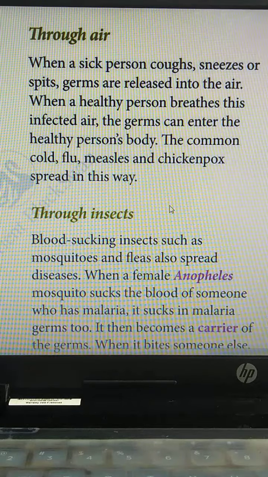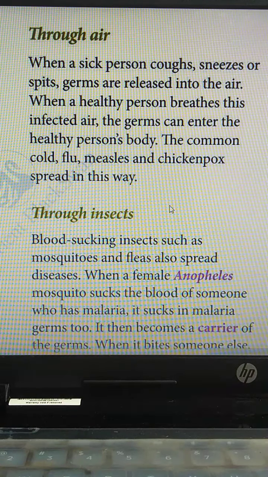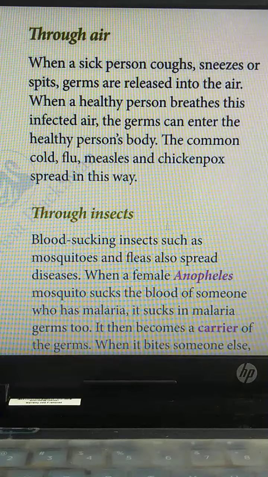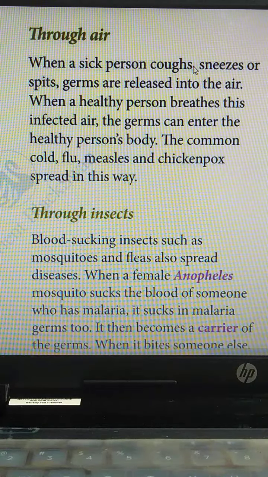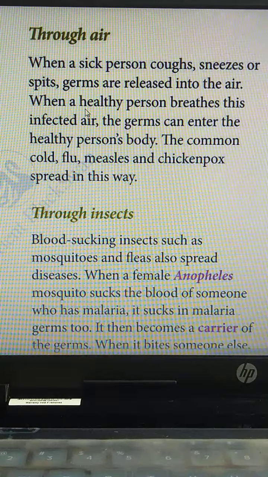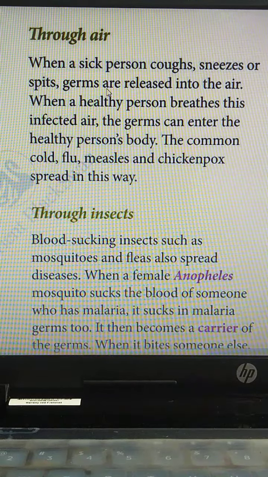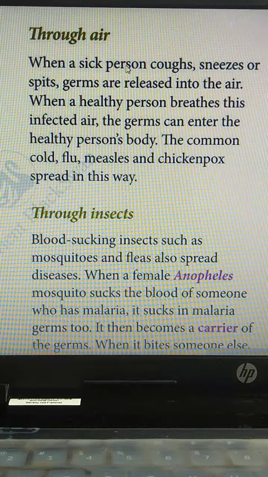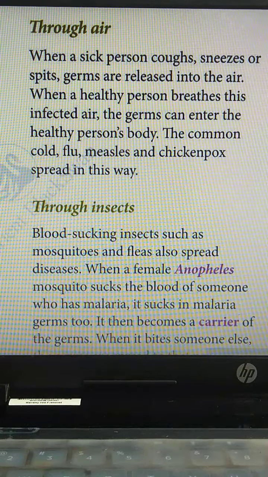Just imagine chickenpox, you feel very bad. It's a very bad disease, right? Cold, flu, how does it happen? Someone is suffering from cough and cold. So if a person sneezes or spits, that air becomes polluted. Germs used to enter the air, and we used to breathe that air, and you suffer from what? Chickenpox, flu, cold, all of this.